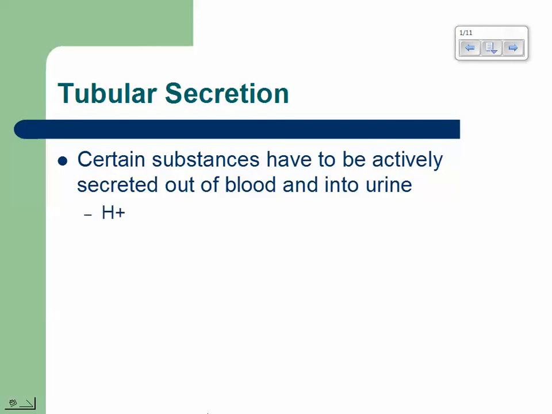That's things like hydrogen ions. So this is where we're going to be helping adjust our pH levels. Potassium ions. Creatinine, which is a leftover product. It's a waste product from using our muscles. And certain types of drugs get secreted out this way. Okay, this is why urine samples can be used for drug testing.